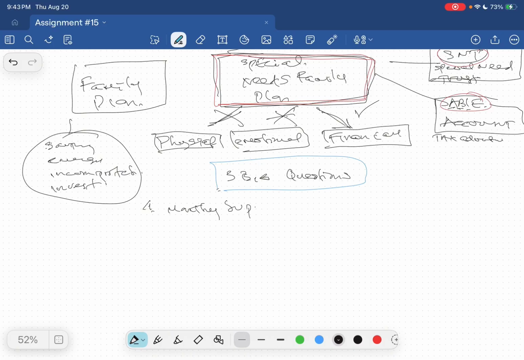The first is monthly support. Mom and dad are working, making good income. They may be paying for therapy, transportation, specialized care, education, and other expenses that are not covered by public programs or insurance. So we'll just call this the monthly support that the parents have to take care of.